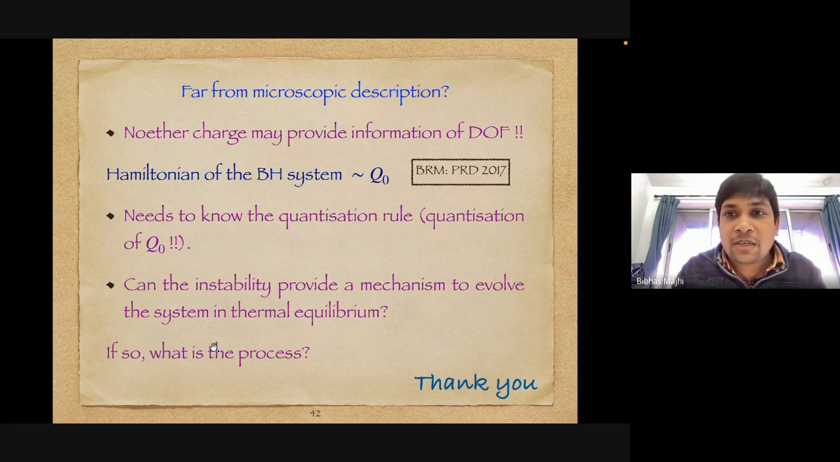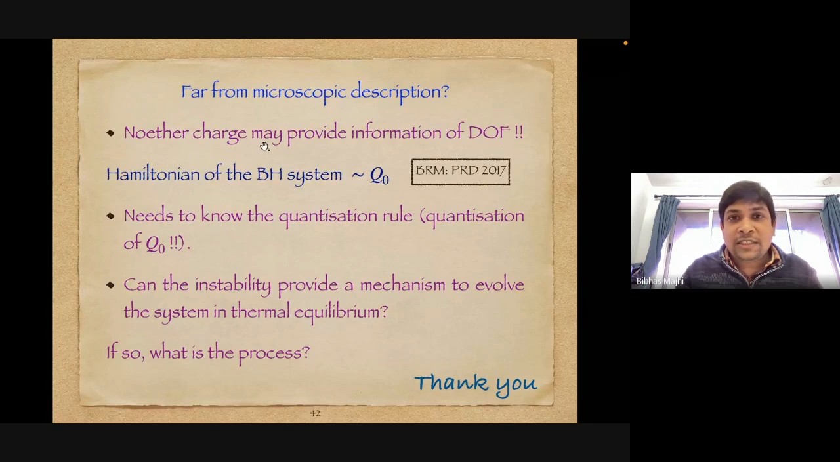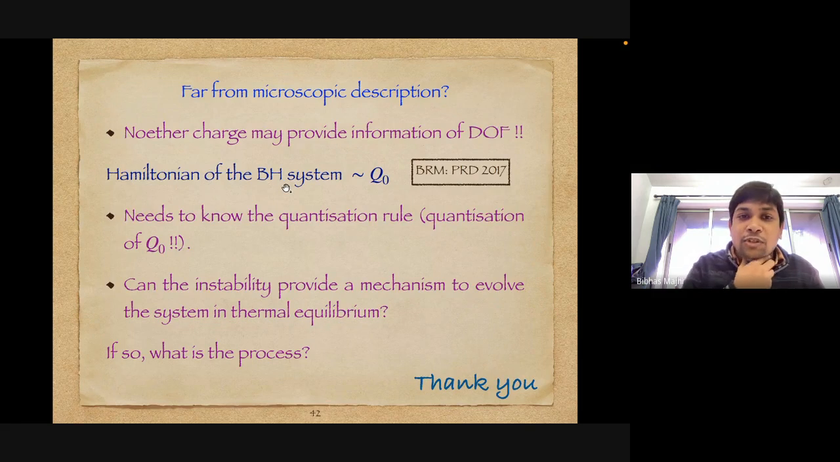Are we far from the microscopic description? Of course, we are very far from it. We don't know anything about it. This Noether charge may provide information about the degrees of freedom. In one of my papers, I show that this Q0, corresponding to the Noether charge, can be related to the Hamiltonian of the black hole system. So if you know how to quantize Q0, probably you can say something about the microstructure of the black hole.